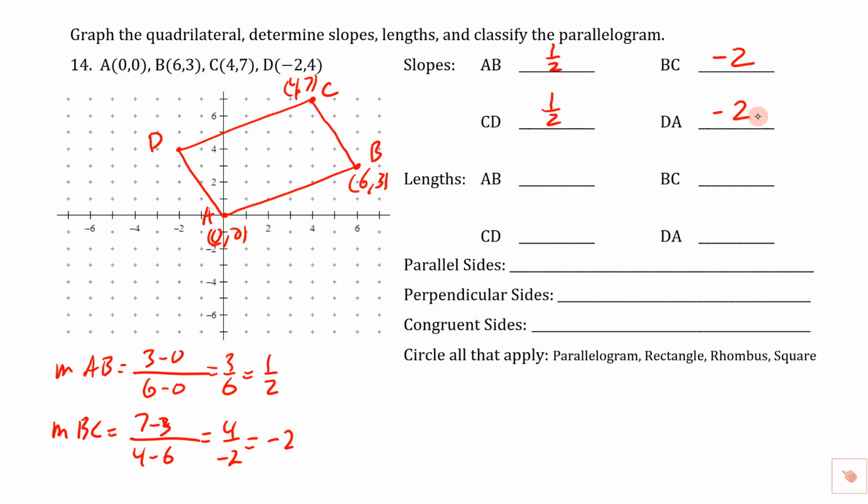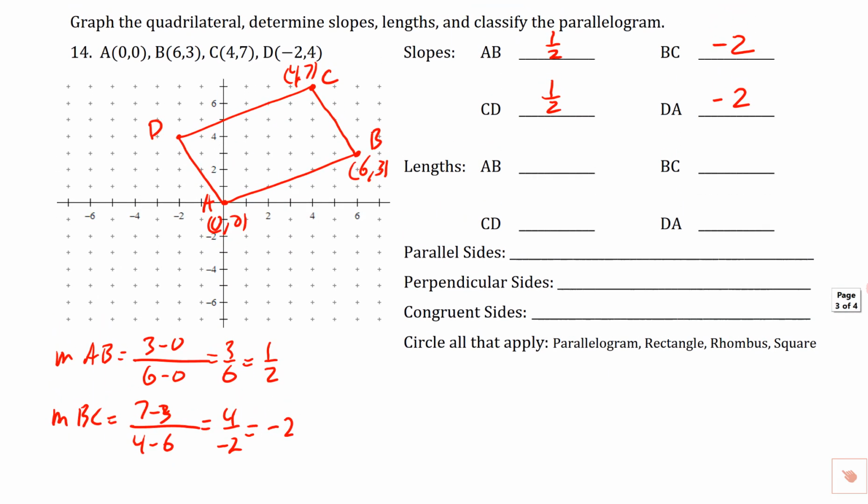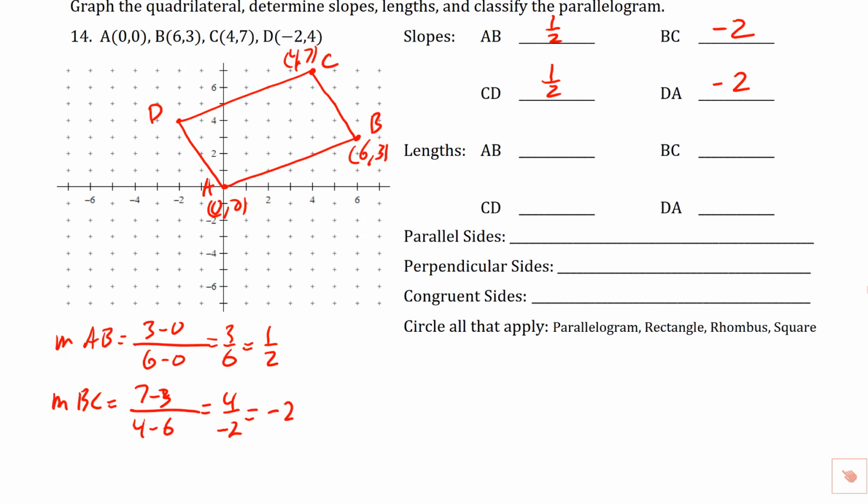Now, for lengths, we do want you to use the distance formula. So I'm going to slide down here just a little bit so we've got a little bit of room. What we're going to do is find the distance. I'm going to write D of AB. We want to find the distance, and the distance is going to be x2 minus x1, all of that sort of stuff. I've got the points right up here, and those are the ones that I'm going to use. So for AB, x2 minus x1 is going to be 6 minus 0, quantity squared. And then y2 minus y1 is going to be 3 minus 0, quantity squared.